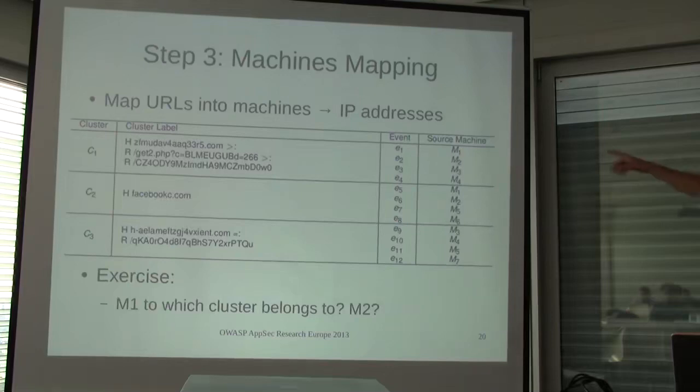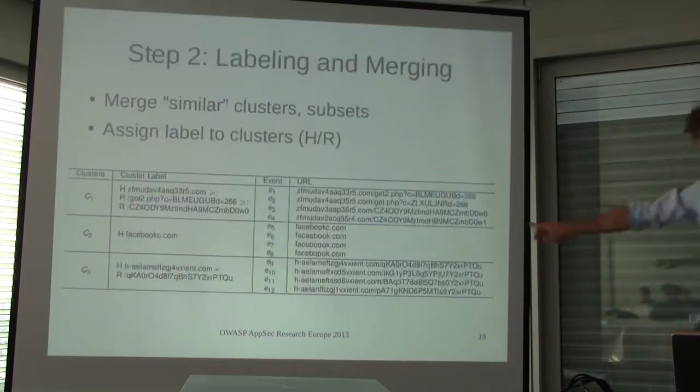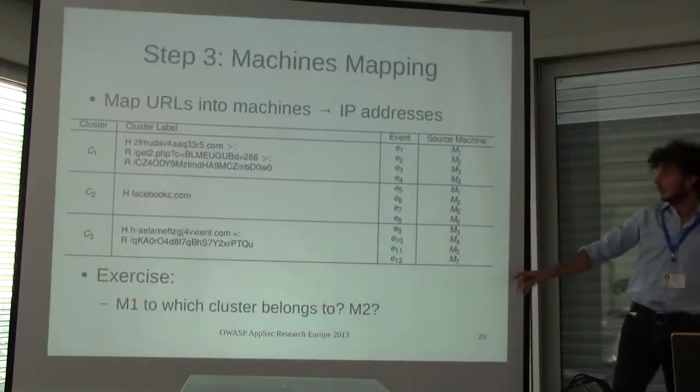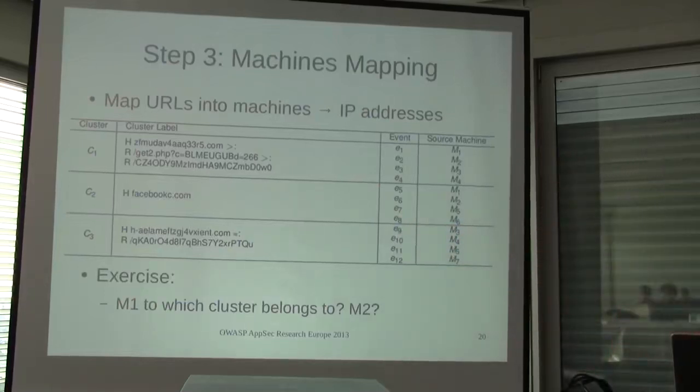That means this column. So what I mean here for event is this, of course. So for example, when you do this, then you can answer a question like which cluster machine 1 belongs to. So let's make a test. What is machine 1? C1 and 2, exactly. So machine 2, C1 and 2, the same.